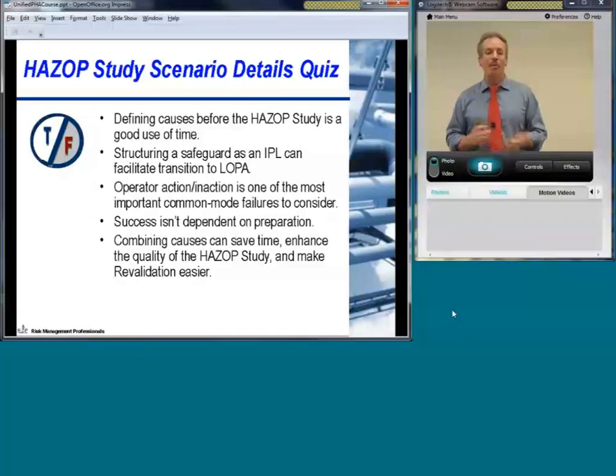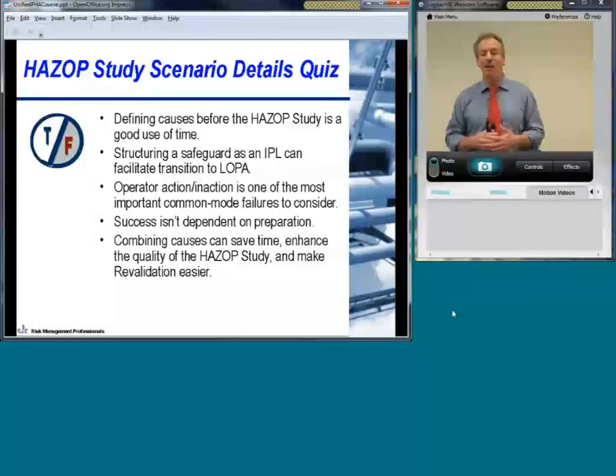Fourth bullet, success isn't dependent on preparation. That's absolutely false. Preparing for a HAZOP study is a lot like preparing for anything in your career. Good preparation can lead to successful results, and in this case, a tangible cost benefit by doing upfront work to minimize team time and keep the team focused too.